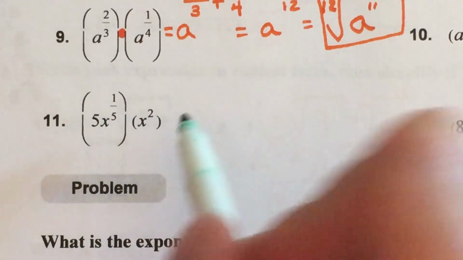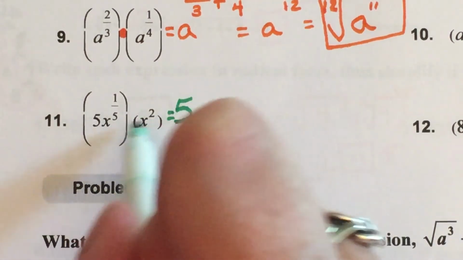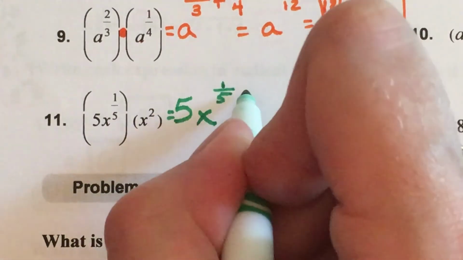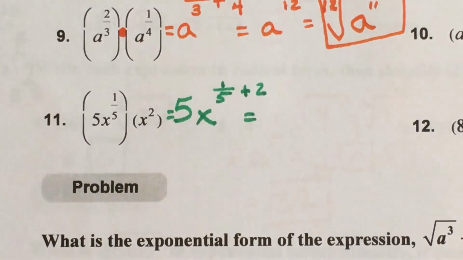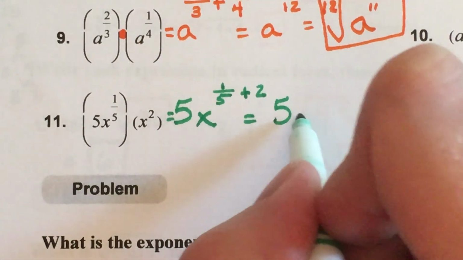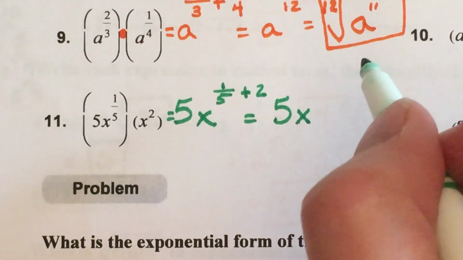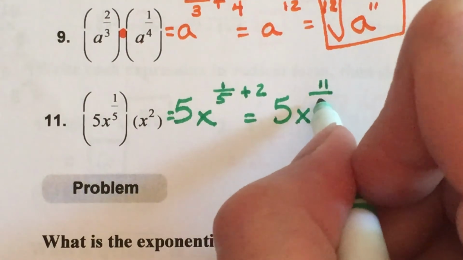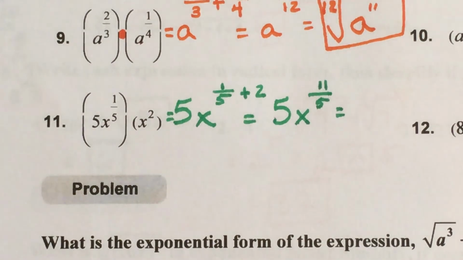Okay, what are we going to combine? I have a 5. And then I'm going to combine my x's with their exponents. 1/5 plus 2. Use your calculator to help you with those exponents. Get 5x, and the x has an exponent of 11/5. Great. How do we write this?